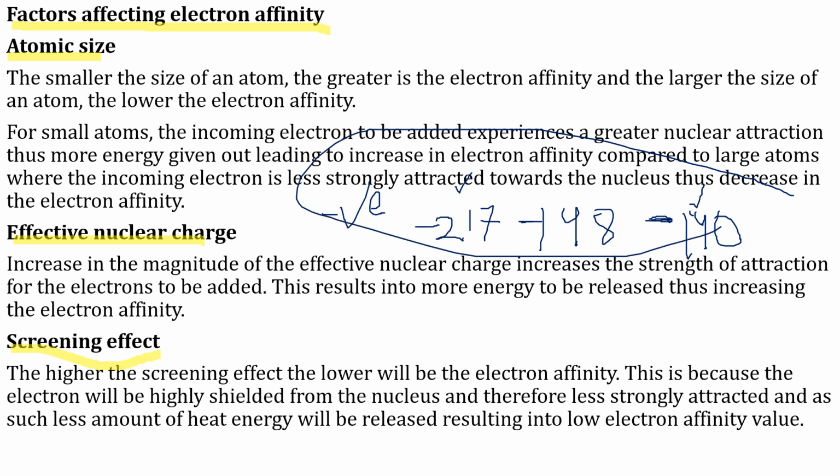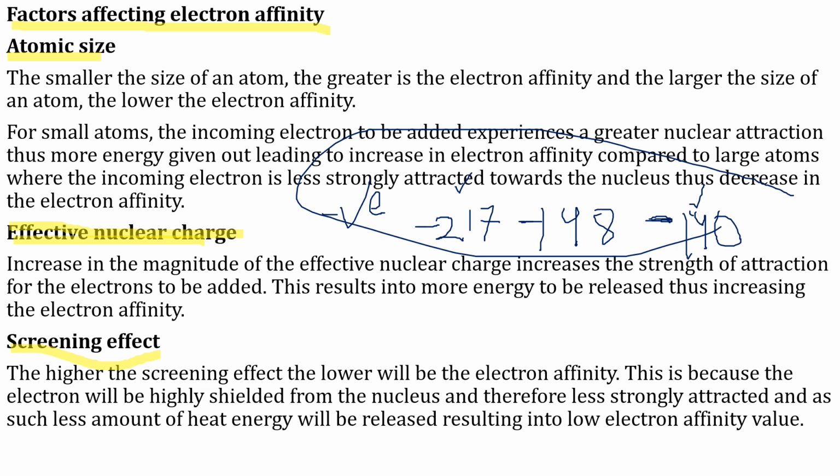So looking at the second factor, effective nuclear charge, and they say that effective nuclear charge comes after comparing the effect of screening effect and nuclear charge itself. So if you say that effective nuclear charge exerts its effect onto the outermost energy levels, you're saying that an increase in the magnitude of effective nuclear charge increases the strength of attraction for the electrons to be added. This results in more energy to be released.